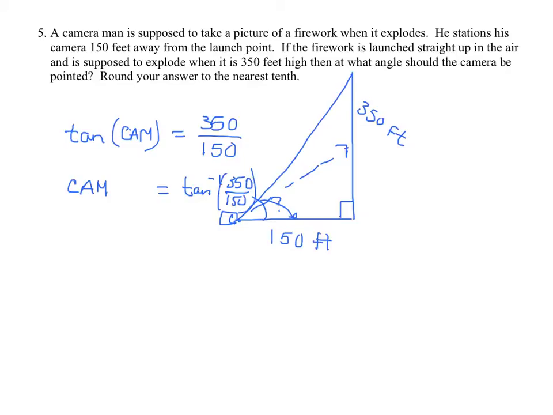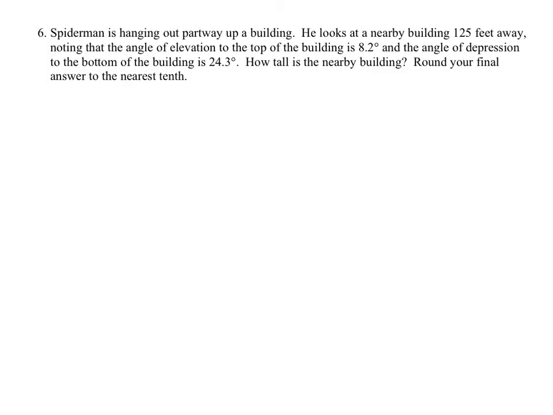Yay! So I just get my little inverse tangent. I hit the second tan. 350 divided by 150, and I get the camera angle is approximately equal to 66.8 degrees. Cool? Totally cool. Let's do it. Spider-Man is hanging out partway up a building. He looks at a nearby building 125 feet away, noticing that the angle of elevation to the top of the building is 8.2 degrees and the angle of depression to the bottom of that building is 24.3 degrees. How tall is the nearby building?